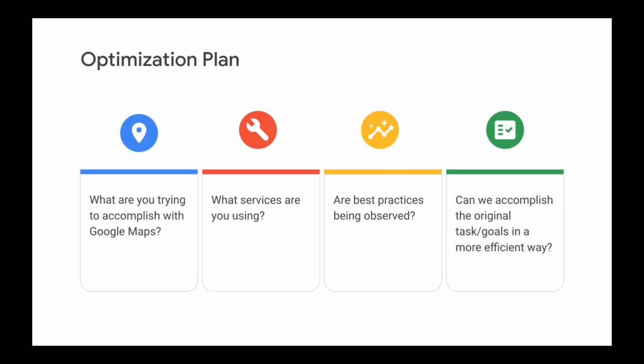So the first thing is, what are you trying to do with Google Maps? We want to understand your use case. What services are you using? What is on your invoice now? Are you following best practices? This is a big one, and we're going to be pointing out some common mistakes in our presentation that sometimes lead to unnecessary spending. So we'll definitely cover those. Things we're looking for are the APIs implemented properly. Is the API that you've chosen the best one for the task that you're trying to accomplish? And then finally, is it possible to get the same or a similar value from a different API for less cost?